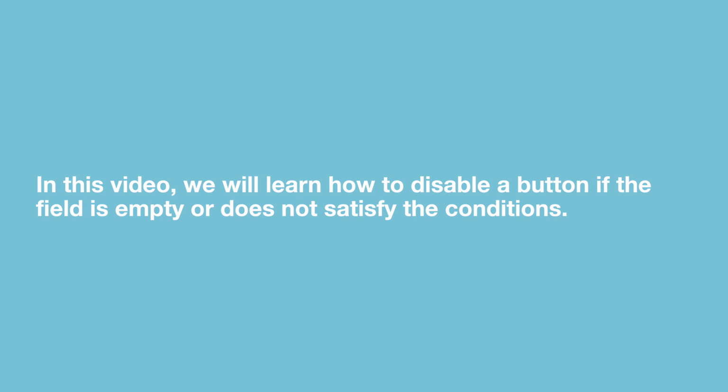In this video, we will learn how to disable a button dynamically based on a condition. In our case, I don't want to save an empty form, so I will disable the Save button if the field is empty or does not satisfy the conditions.